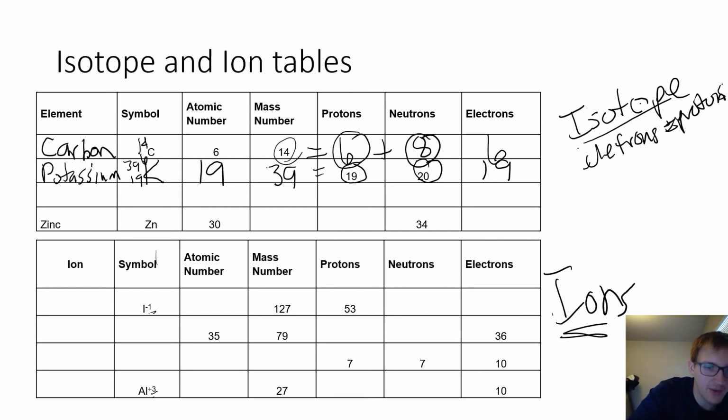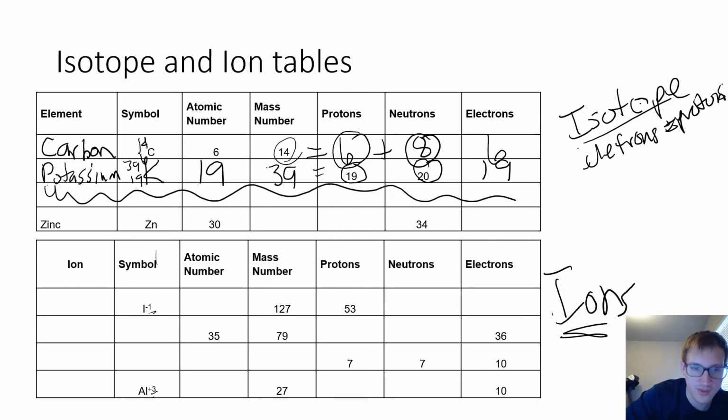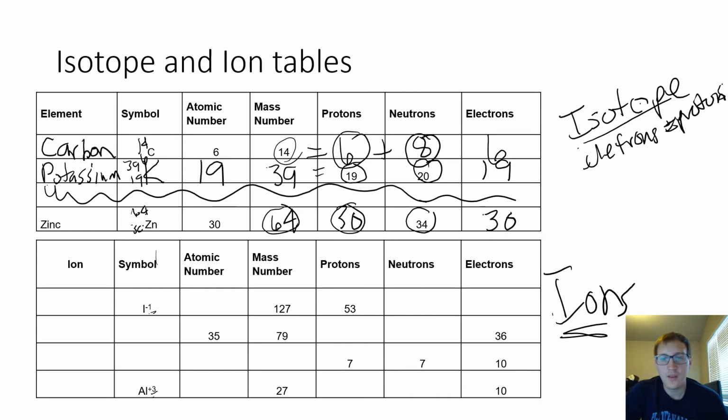For whatever reason, I have an extra row in here that doesn't have any numbers. So instead, I'm going to move on to zinc, which is the 30th element. If the atomic number is 30, then the protons is 30 and the electrons is 30. Remember again that this number plus this number equals this number, and that is 30 plus 34 is 64. I go back to my symbol, I make sure that 64 is on top and my atomic number 30 is on bottom, and then I am done with that table.